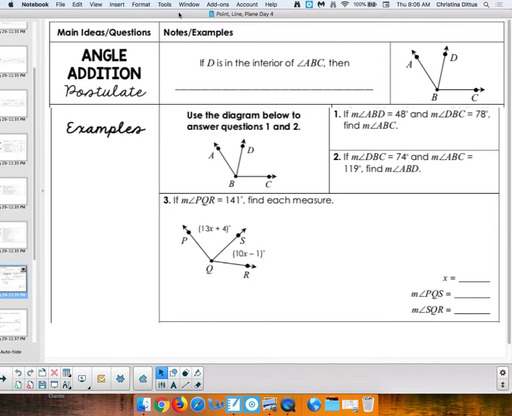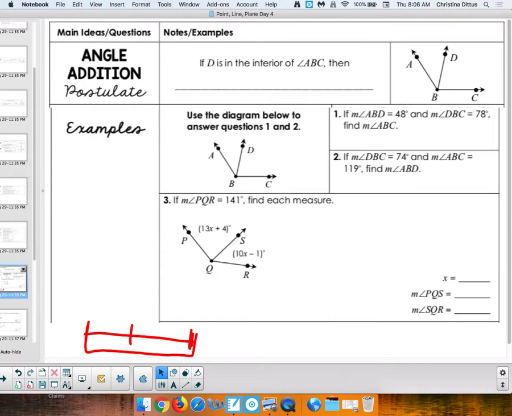Today we're going to talk about kind of the same stuff that we did with segments, and we're going to add them. When we had segments, when we took this chunk plus this chunk equals the whole chunk, we're going to do the same thing with angles. Two small angles are going to add up to be our big angle.